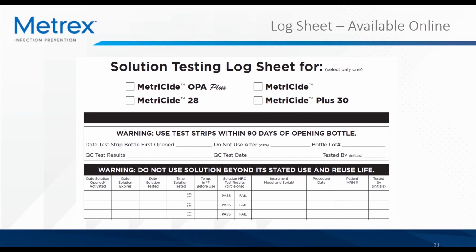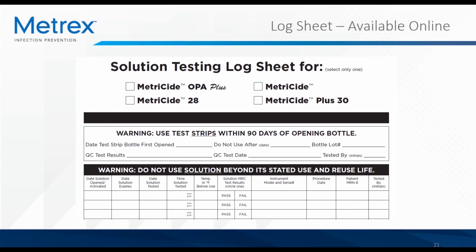However, what's important to note in this example is that this is where, after performing the test strip QC test, you'll want to log whether the test strip bottle passed or failed the overall QC test. You'll also need the lot number of the specific bottle tested, when the QC test was done, and by whom.